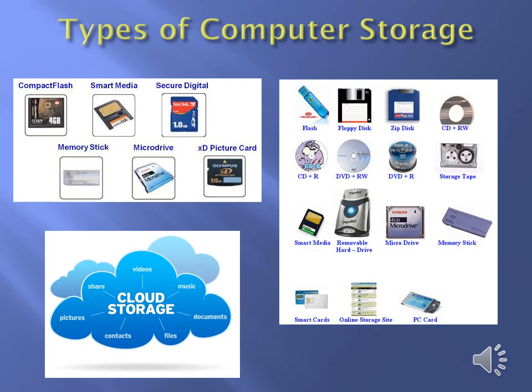This is just another slide showing you some different storage that you can use. It's a little bit more detailed. The picture on the right shows you your CDs and your floppy disks and your rewritables. That's what the RW means. It means you can rewrite that once you've erased it. Or recordables. You've got your memory sticks. You also have online storage sites, and that's kind of like that cloud storage.